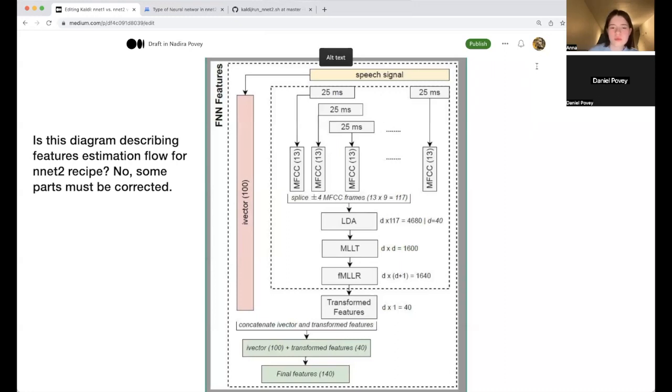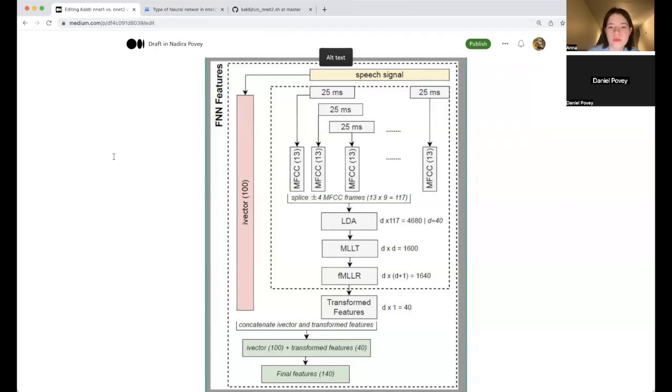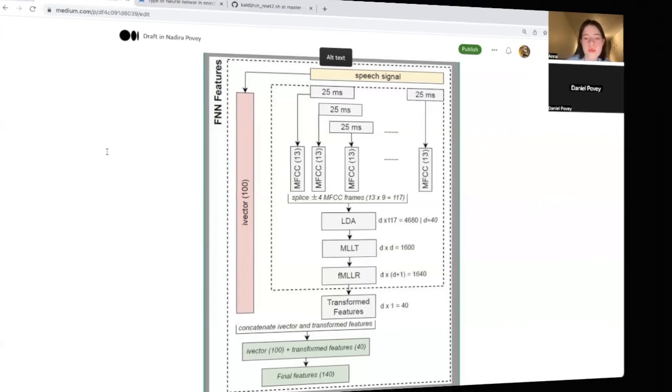And so for training neural nets, we'll often concatenate that I vector with the speech vector. Basically the MFCC is different on every frame. There's 100 of those per second. And the I vector is always the same. So we can concatenate them, and those will go into the neural net.